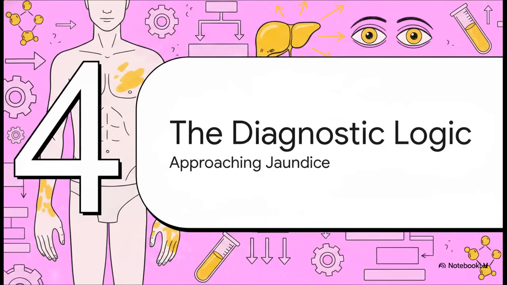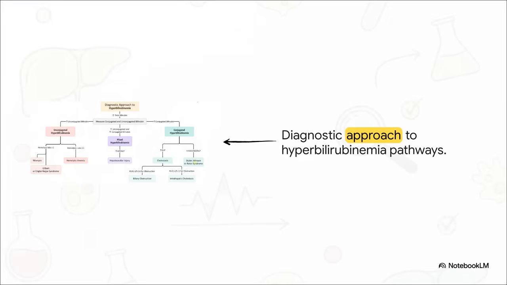Section 4. The diagnostic logic. Approaching hyperbilirubinemia. All right, let's trace the exact origin of a patient's jaundice using this diagnostic flowchart. Jaundice, of course, means excess bilirubin in the blood. Starting right at the top, we measure elevated total bilirubin. If it's high, we split it up.